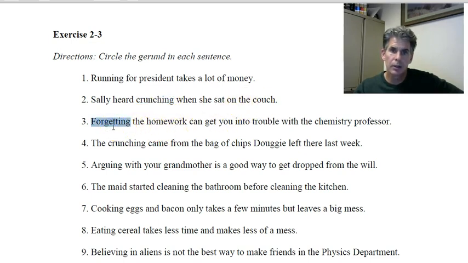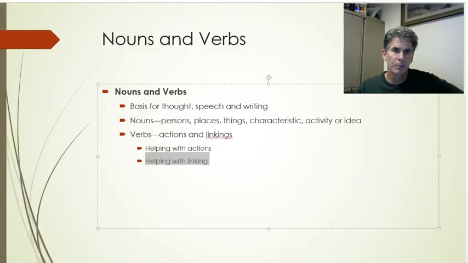Forgetting is a noun. Okay. The crunching is the activity that's happening with the chips. Arguing with your grandmother is a good way to get dropped from the wheel. Don't do that. Okay, guys. Arguing is the activity. So take a look at these, and I do find that is a common source of confusion. Let me go back to nouns and just review what they are here.